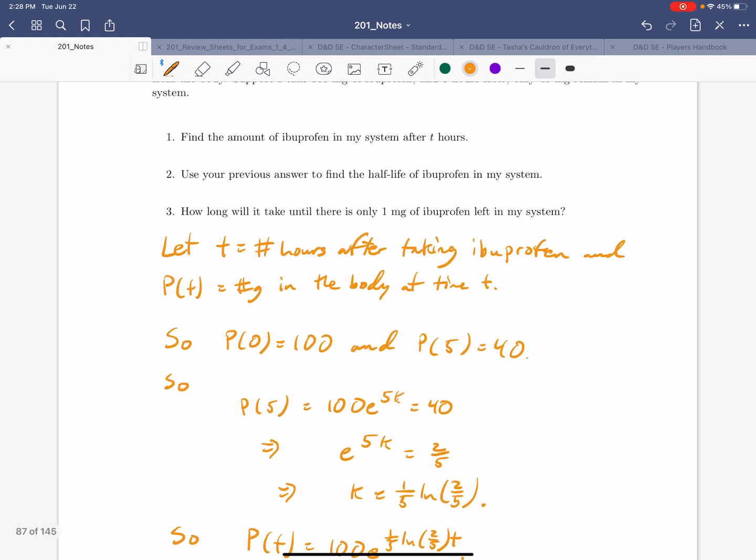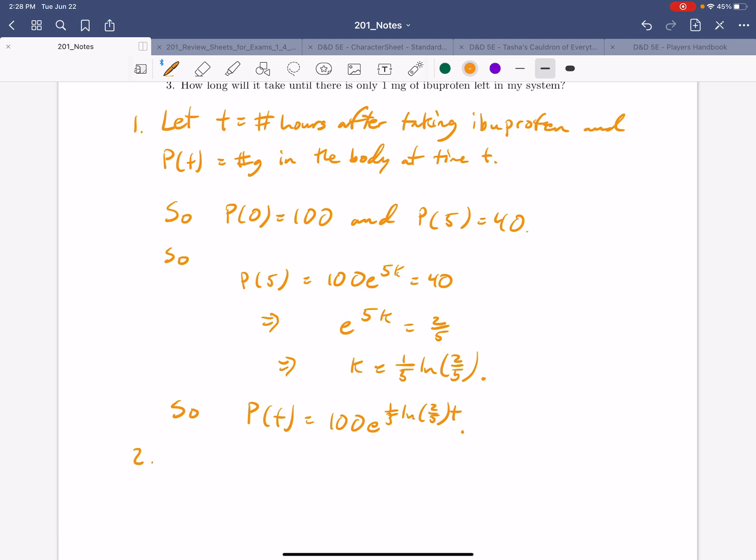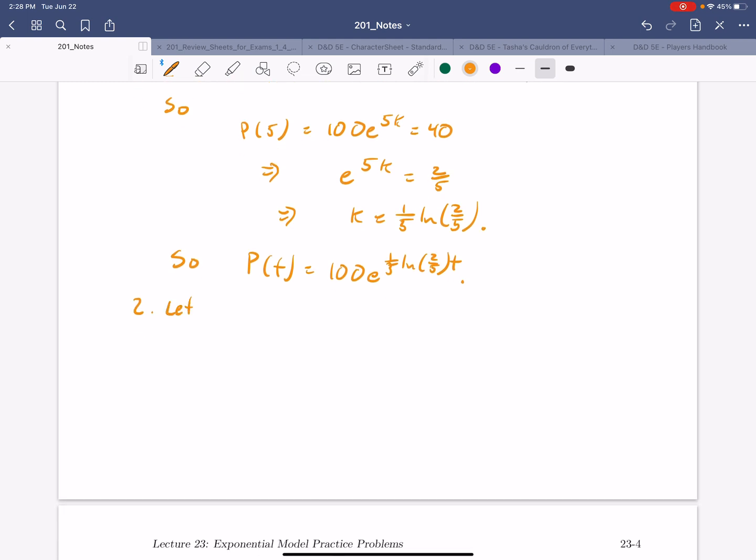All right, to answer the second part, right, use your previous answer to find the half-life. So, let's just number these guys, right? So to find the half-life, we want to let P of T equal half the amount we started with. Whoop, equal 50, not 500. So, right, I guess we've got e to the 1/5 ln of 2/5 t equals 1/2. And that implies that t equals 5 ln of 1/2 over ln of 2/5. Again, I'm skipping a bunch of steps here. So if you find any mistakes, let me know.